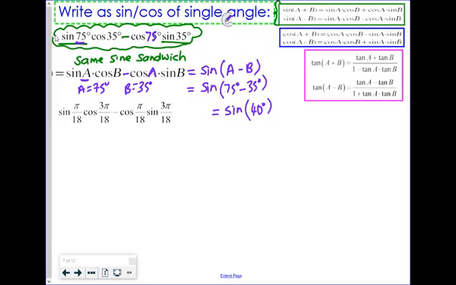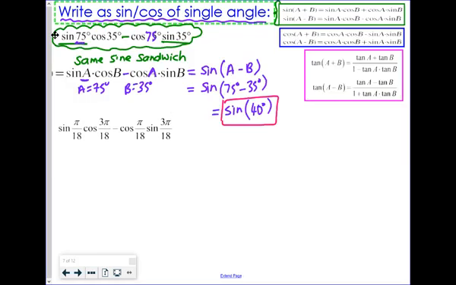Have I finished, or do I have to work that out? Read the question again. It says, write as the sine or cosine of a single angle. That's the sine, so it's the sine or cosine. That is one angle. I'm done. I'm finished. Try the next question.